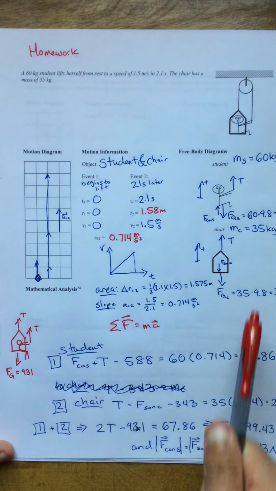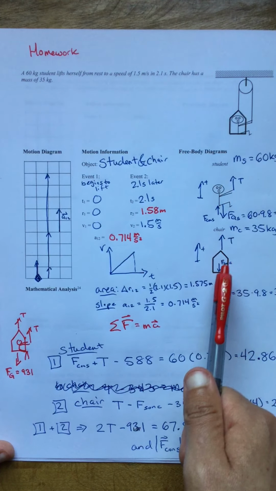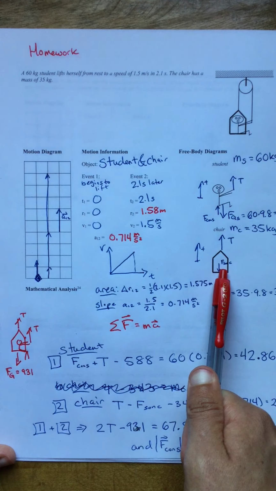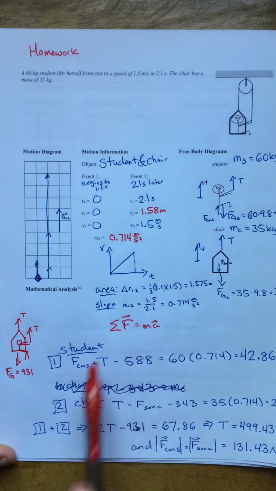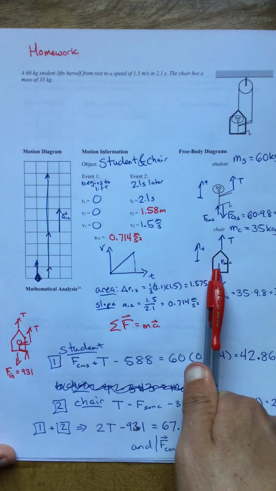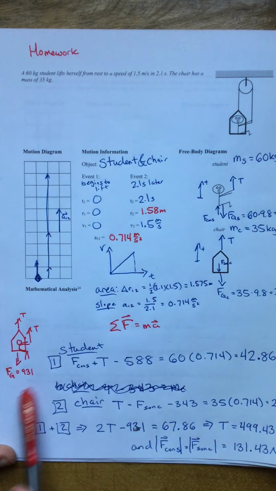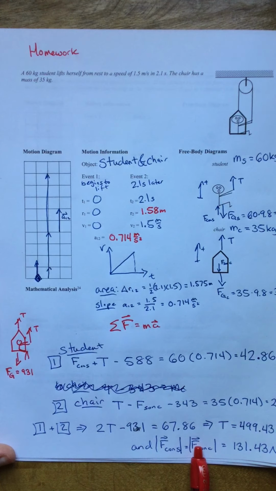But in order to find the force that the student exerts on the chair and the force that the chair exerts on the student, you either have to use equation 1, which comes from the free body diagram for the student, or equation 2, which comes from the free body diagram for the chair. So you can do this if you're just looking for the tension in the rope, but in order to find this last force, we need an additional free body diagram.